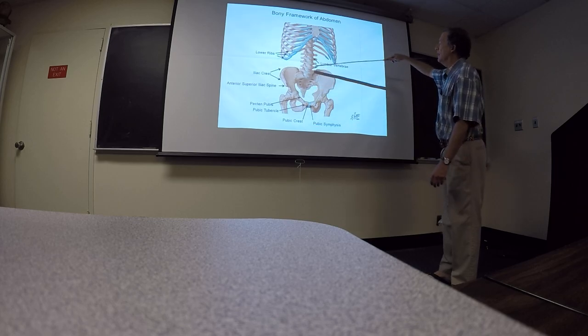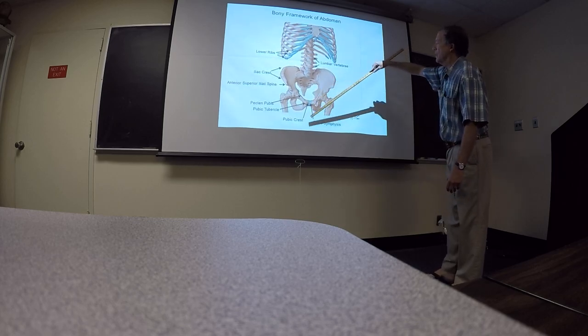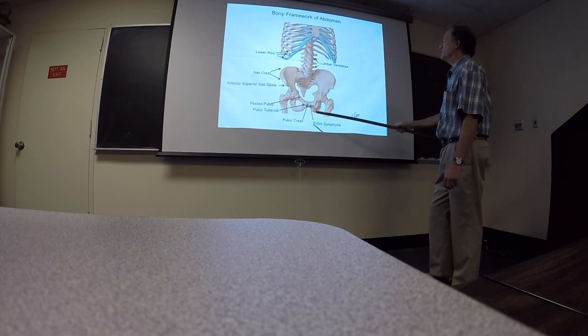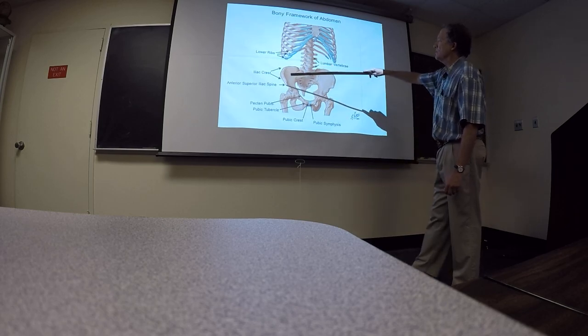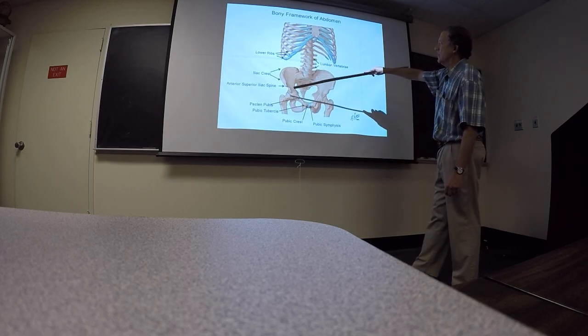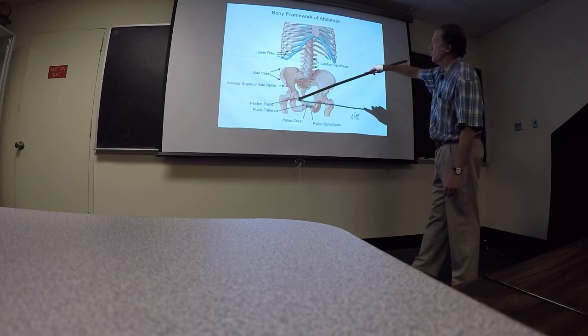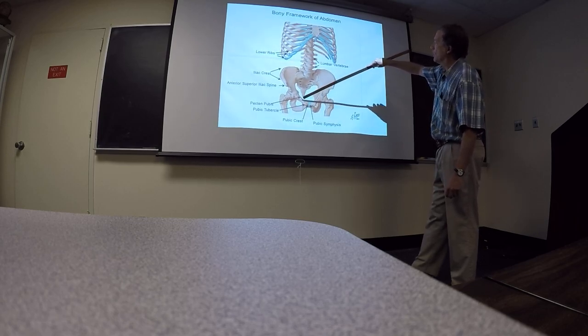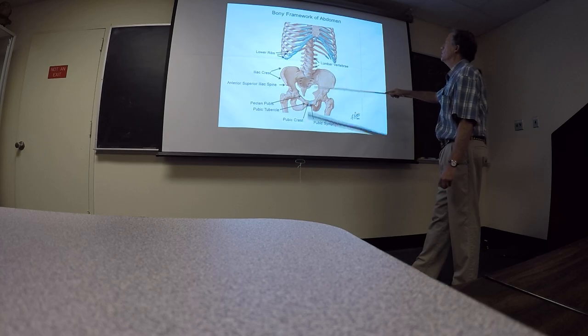There's a right and a left pelvic bone. They're joined together at what's known as the pubic symphysis. Like I said, there's an anterior superior iliac spine here, and something called the pubic tubercle here. This area is called the pecten pubis. This area is called the pubic crest, and we'll talk about those in a minute.